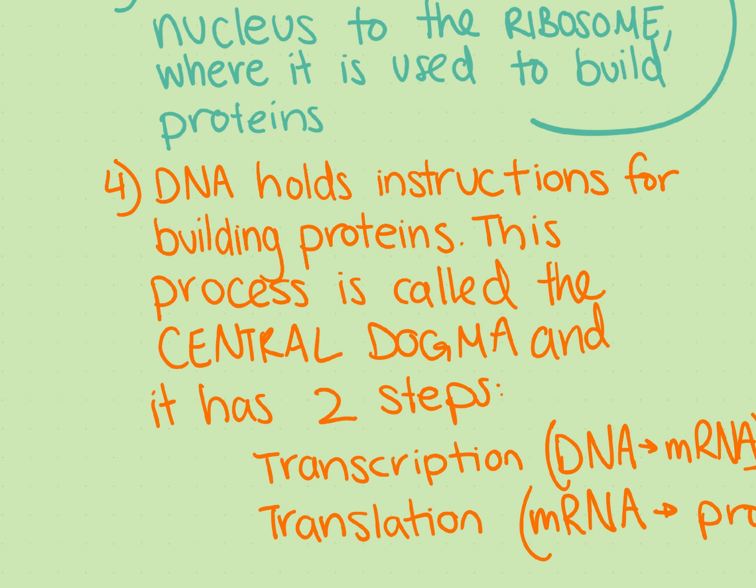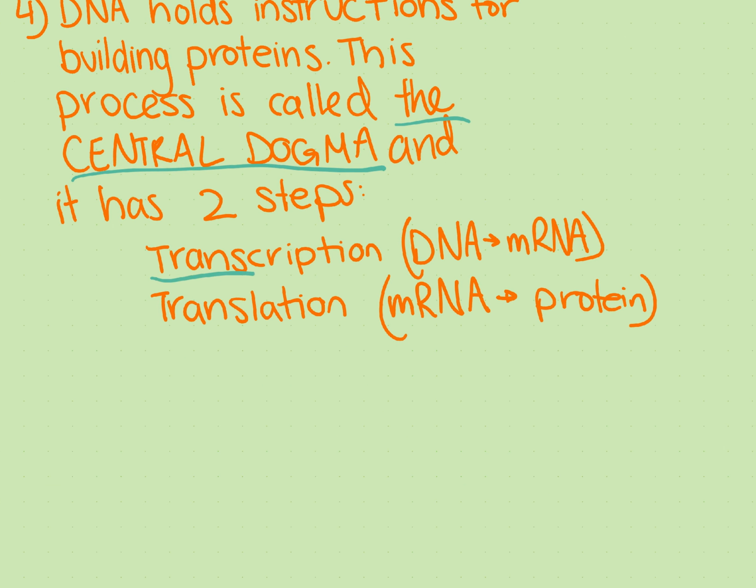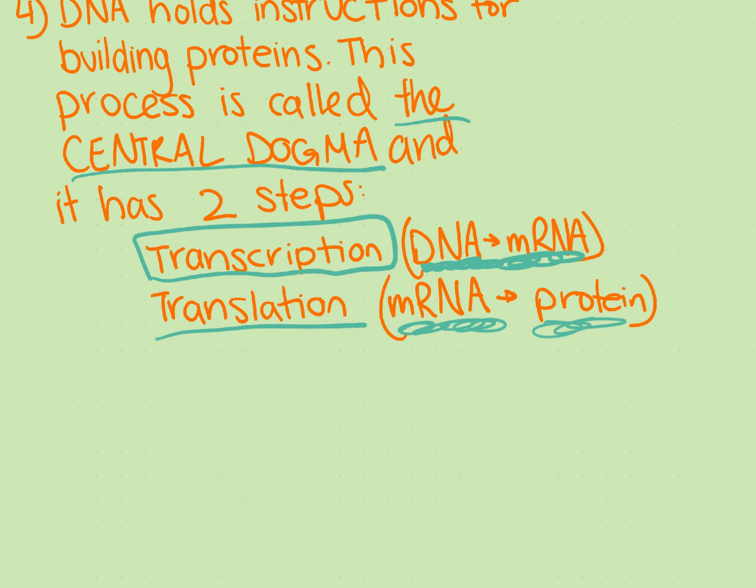And finally, DNA holds instructions for building proteins. The process of building proteins is called the central dogma, and it has 2 steps: transcription, where DNA transcribes its message into RNA, and translation, where mRNA is building proteins.